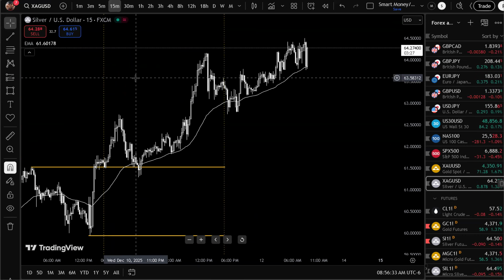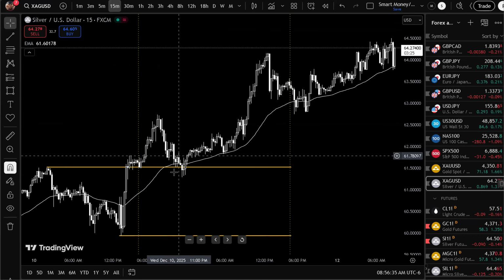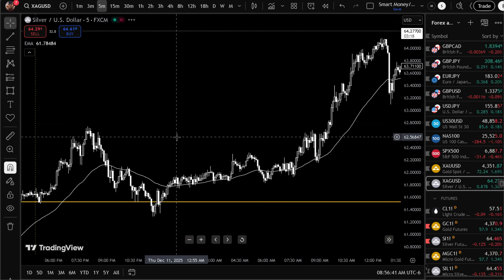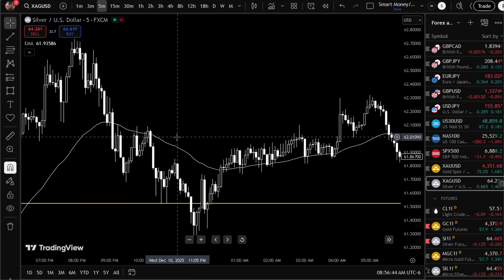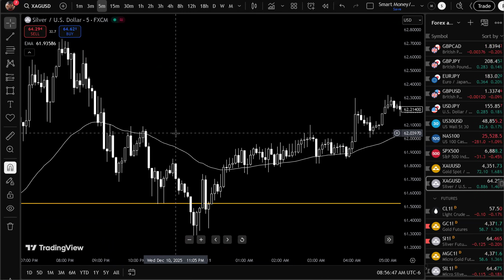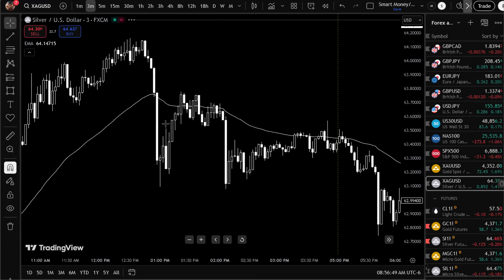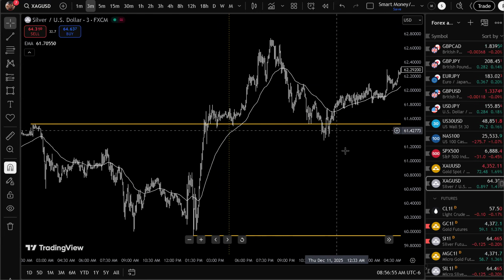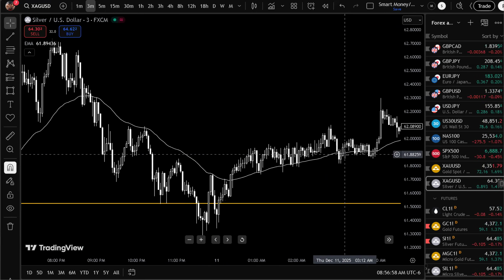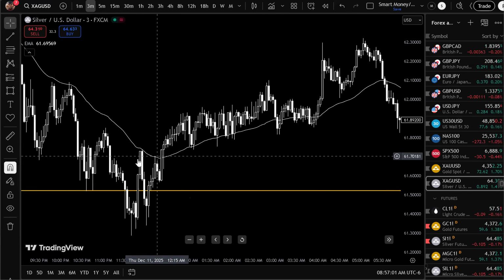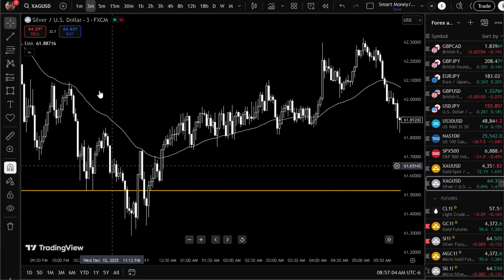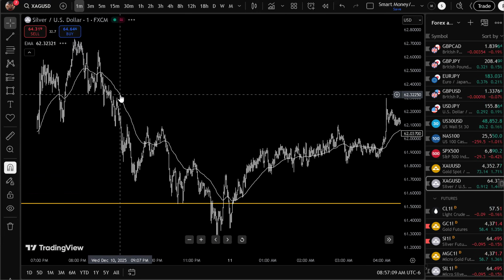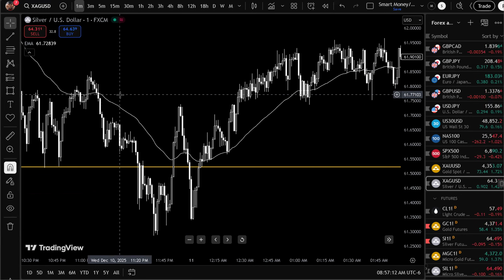Now let's see what we got. We go focus on this area here. 5 minute. Look, hold on. Let's go to 3. Let's look at the 3 minute. And it was indication, correction down here. Look at what we got. Price came down. Might be able to see it a little more clearly on the 1. Yep. Look at what happened.